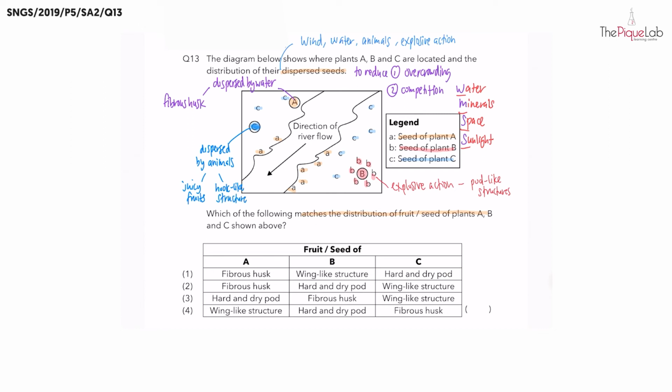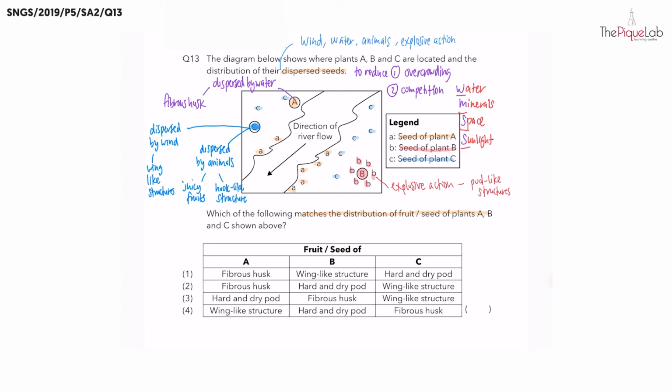Is it also possible that the changing wind directions carried the seeds of plant C, scattering them all around the island? It might also be possible for the seeds of plant C to be dispersed by wind. Let's write that down. And what special characteristic would the fruits dispersed by wind have? They would have wing-like structures.